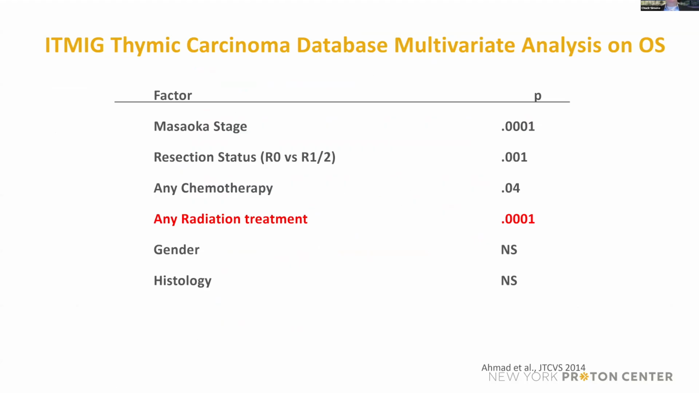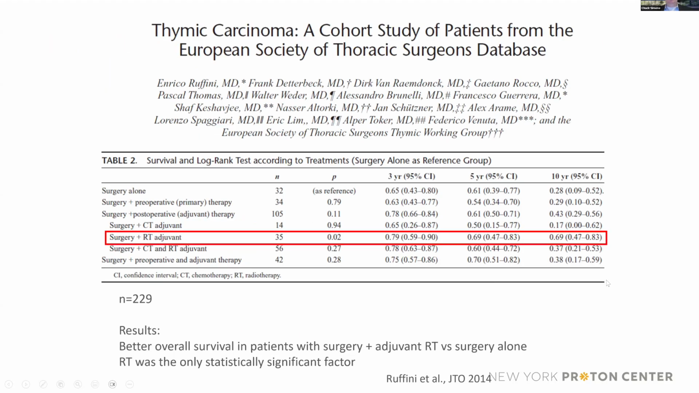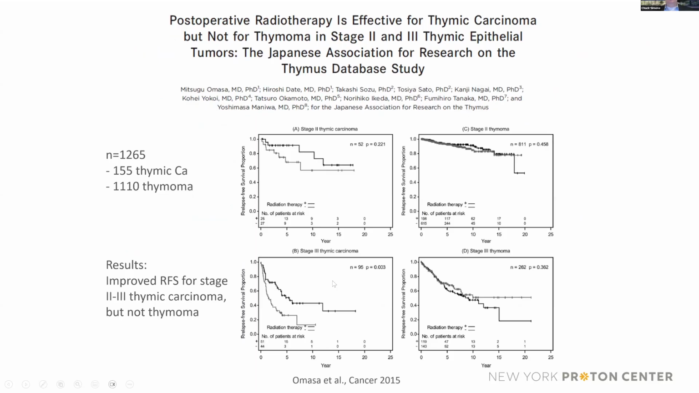Now, coming back to the data in thymic carcinoma as opposed to thymoma, in the IMIG analysis, giving radiation, you can see a pretty dramatic p-value. Really, probably the most significant factor, more so than even resection status. Getting radiation really does make a difference in the thymic carcinoma population, and that was in keeping with the European Society of Thoracic Surgeons database, that the role of adjuvant radiation, certainly a significant p-value here for overall survival.